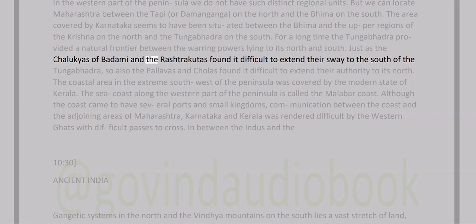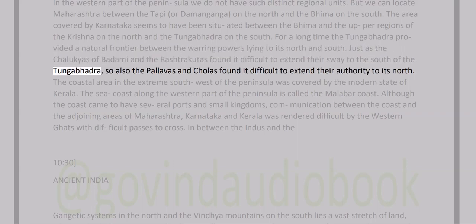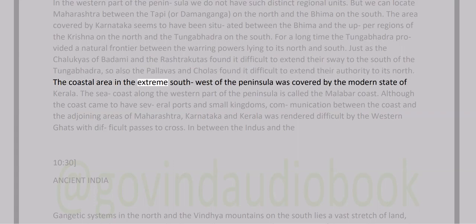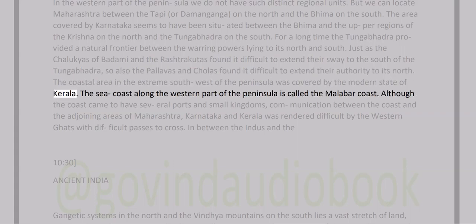Just as the Chalukyas of Badami and the Rashtrakutas found it difficult to extend their sway to the south of the Tungabhadra, so also the Pallavas and Cholas found it difficult to extend their authority to its north. The coastal area in the extreme south-west of the peninsula was covered by the modern state of Kerala. The sea coast along the western part of the peninsula is called the Malabar coast.